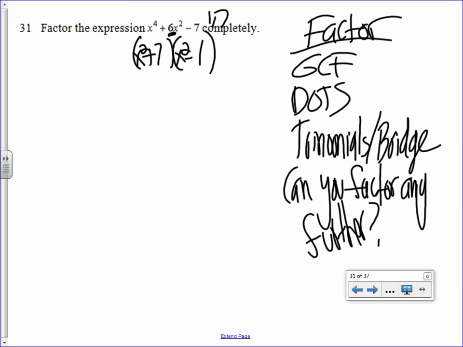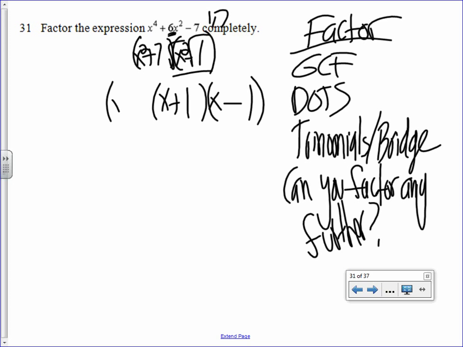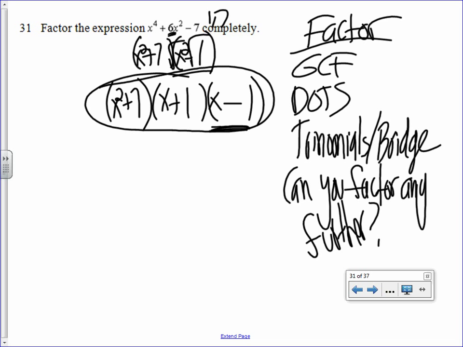Can you factor any further? Yes. Difference of two squares. Two parentheses, plus and minus, square root of each, x and x, 1 and 1, x squared plus 7 comes down. Can you factor any further? Almost difference of two squares, but x is not a perfect square. Done. Practice factoring.